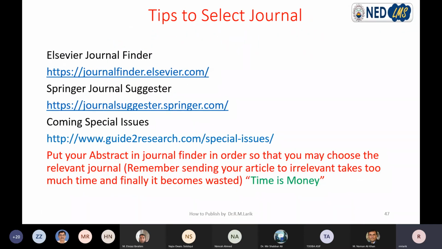And tips to select the journal. You can put your abstract in the journal finder so that you may choose the relevant journal. So Springer, Elsevier, right? Time is money, because you have to save the time. If you send your article to the wrong journal, then you need to wait until the editorial team replies to you, right? So it is also a wastage of time, and time is money. So you need to select a proper journal, relevant to your work, a proper area of field which is relevant to that journal, right? So be careful about the choice of the journals.